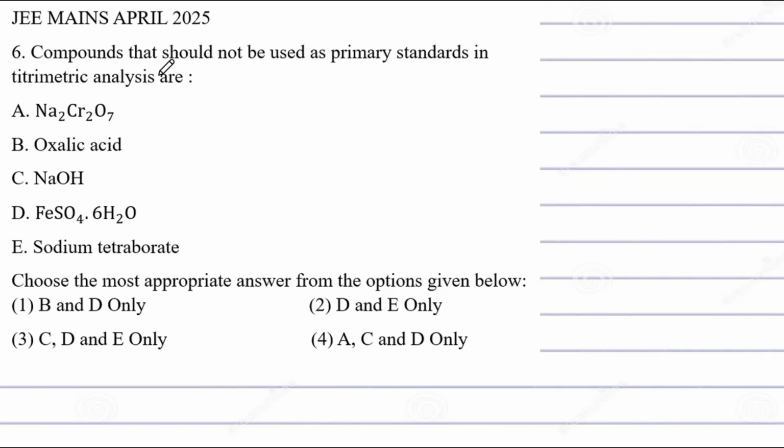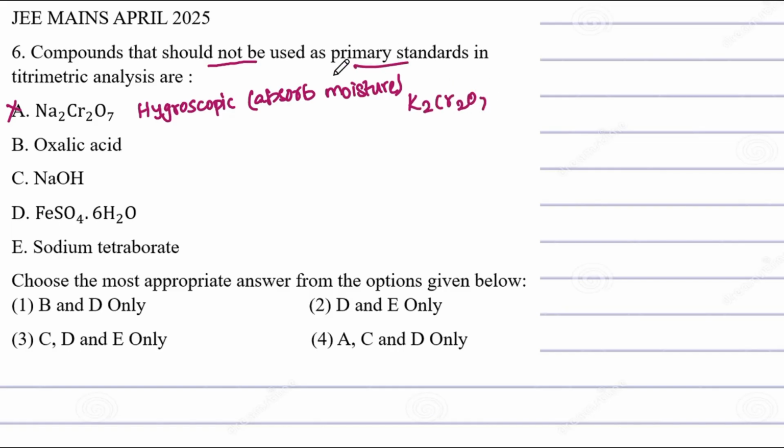Next question is: compounds that should not be used as primary standards in titrimetric analysis are. First option is given as Na2Cr2O7, that is sodium dichromate. This cannot be used as a primary standard because it is highly hygroscopic. So it absorbs moisture from air, so it is not stable. So sodium dichromate cannot be used. Instead of that, potassium dichromate can be used as a primary standard, but in this question, sodium dichromate is given, so it cannot be used.